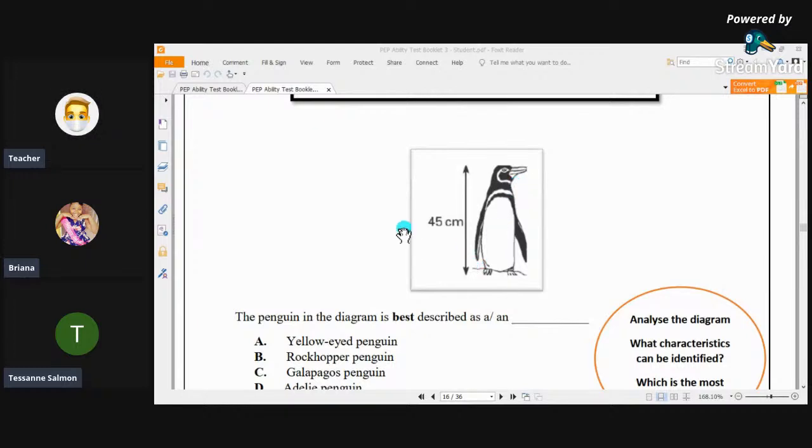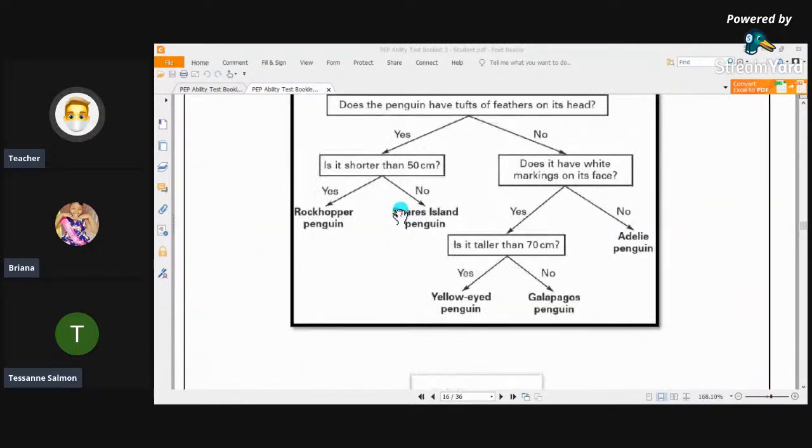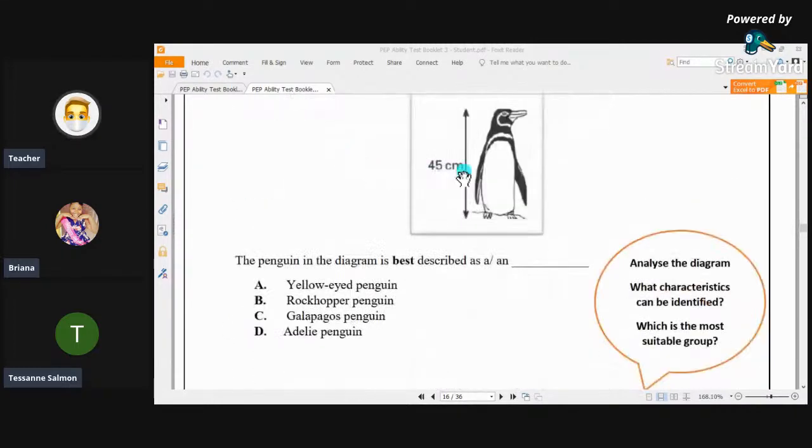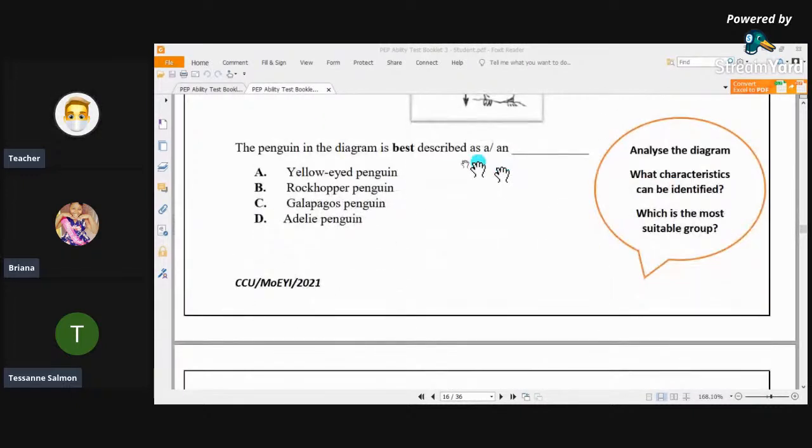All right, let's go to the question then, because we have done our analysis. We have looked at the penguin. We observed that it has white markings on the face. We have observed the height there, and we look at the information that is there. Let's see what the question says now.